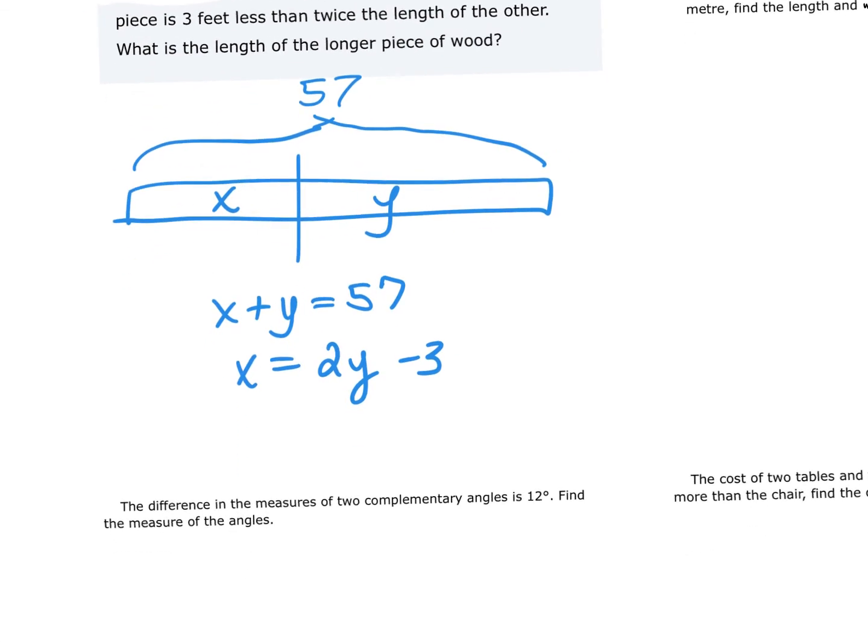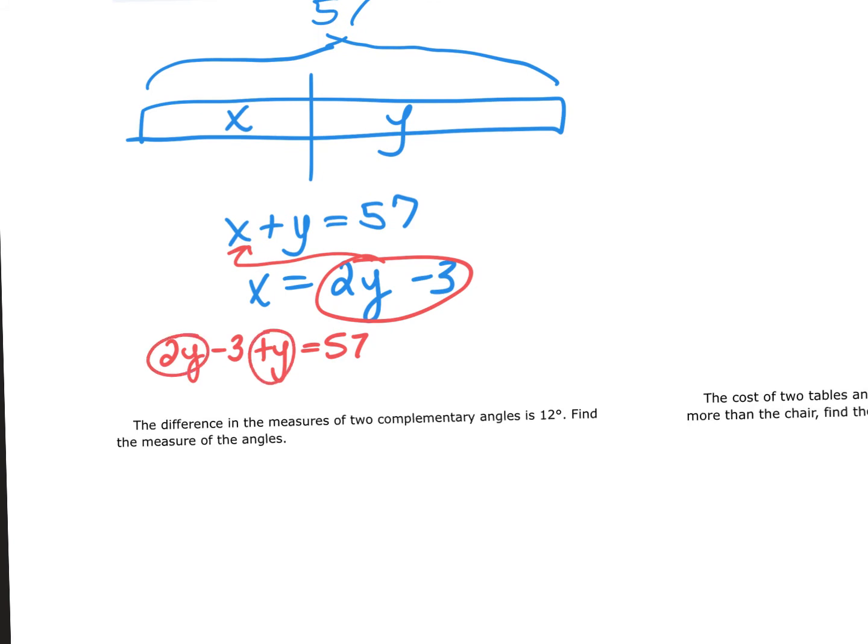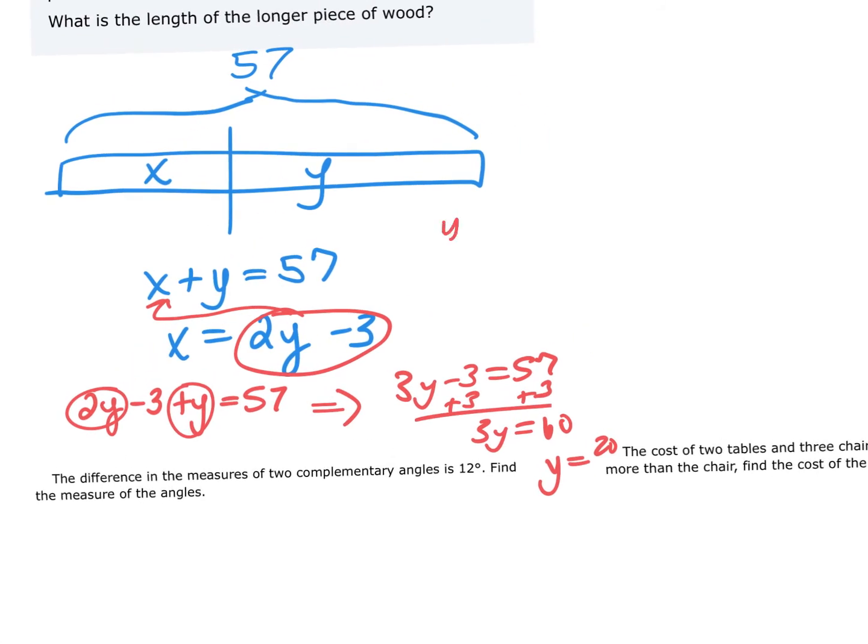So now what do we do, guys? Once we set it up, it's easy. I take this, I put it here, right? So 2y minus 3 plus y equals 57. Combine like terms. What's 2y and 1y? So 3y minus 3 equals 57. Now what? Add 3 to both sides. So 3y equals 60. What's y equal? 20. So if y equals 20, what does x equal? So y equals 20 and x equals 37.